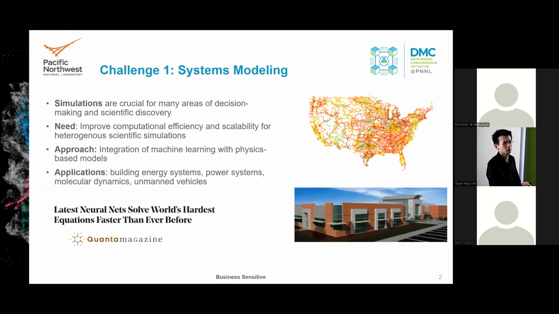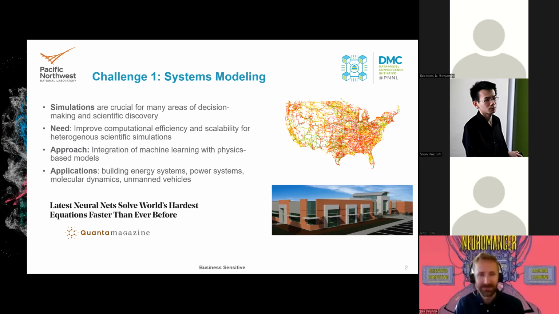Simulations are crucial for many areas of decision-making and scientific discovery. That's why we are dealing with them, but there is an acute need for improving the computational efficiency and scalability for heterogeneous scientific simulations. And recent approaches are combining classical numerical methods, physics-based models, with neural networks. And there have been a lot of headlines about how neural networks can solve difficult problems like PDEs, ODEs in the context of scientific computing. So at the lab, we embark on this trend, and we are implementing these methods and doing research on their theoretical properties as well as implementation in software.